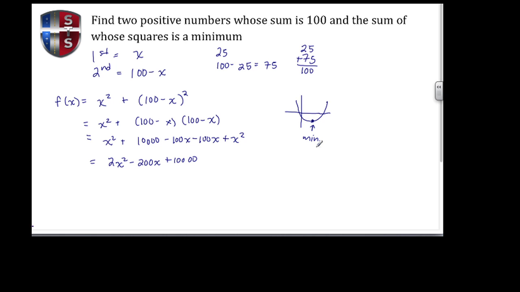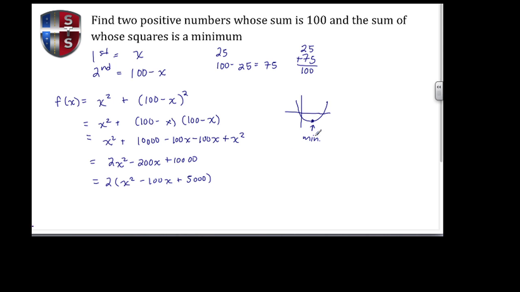So the first thing to do, let's make this a little bit simpler by factoring out a 2 from all of our terms. So here we're left with 2 times x squared minus 100x plus, and then that 10,000, take half of that to end up with 5,000.